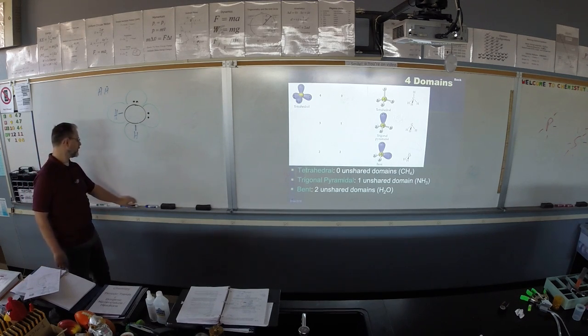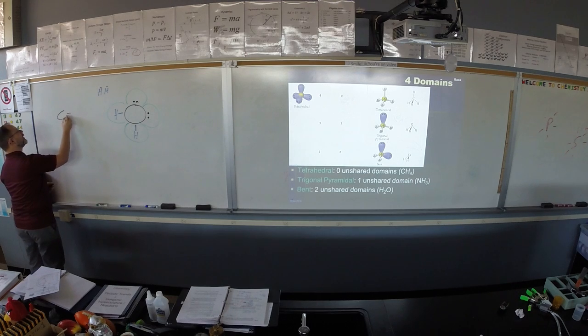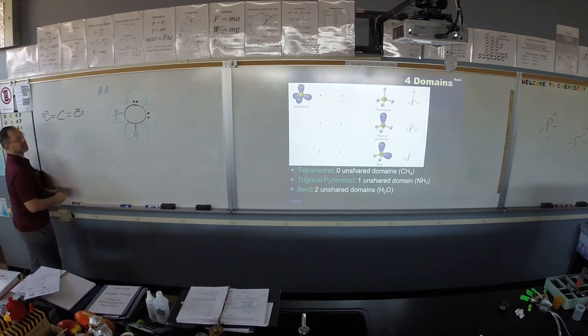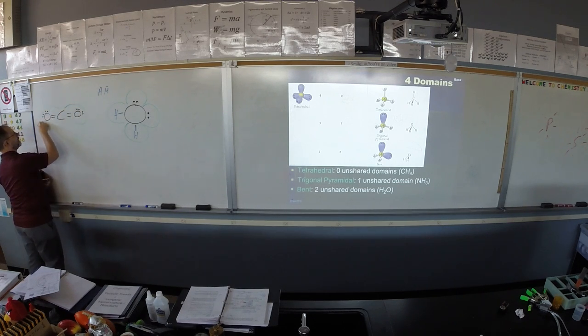Yeah, CO2, since you brought it up, I'll go ahead and draw it. CO2 has our carbon in the middle and then 2 bonded oxygens. And then the oxygens have a pair of unshared electrons. So you only have 2 domains here. You have this domain and this domain. So this is linear.